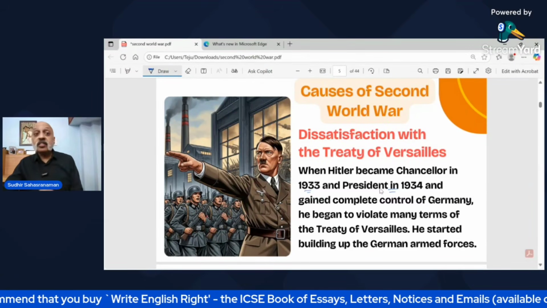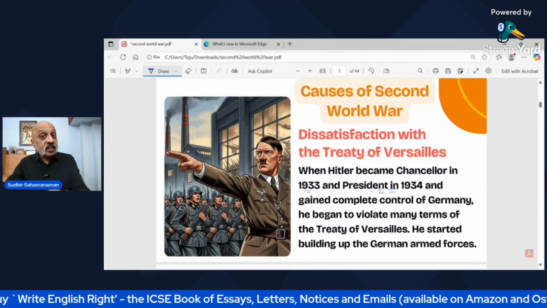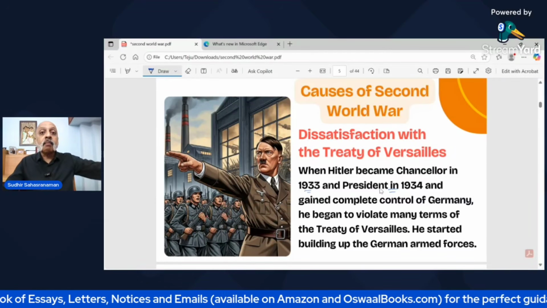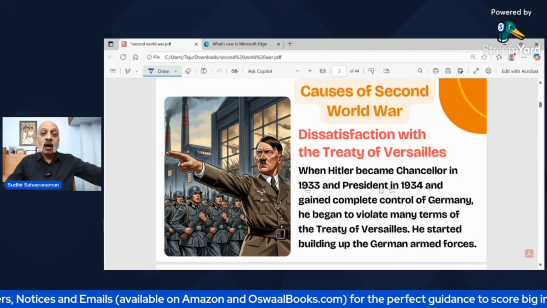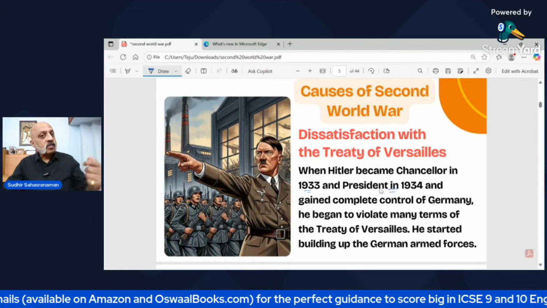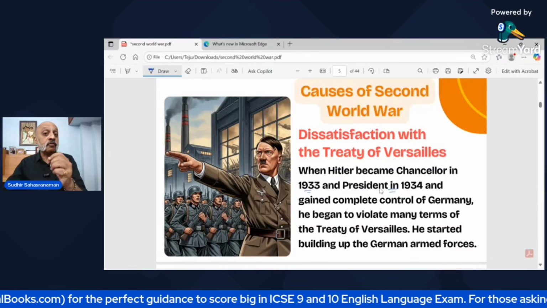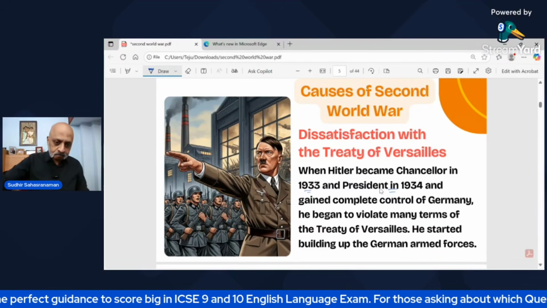He began building the German armed forces, which was one of the conditions under the treaty, that you cannot exceed a certain number of people in the army, the navy, etc. So Hitler started violating the terms and conditions of the Treaty of Versailles.